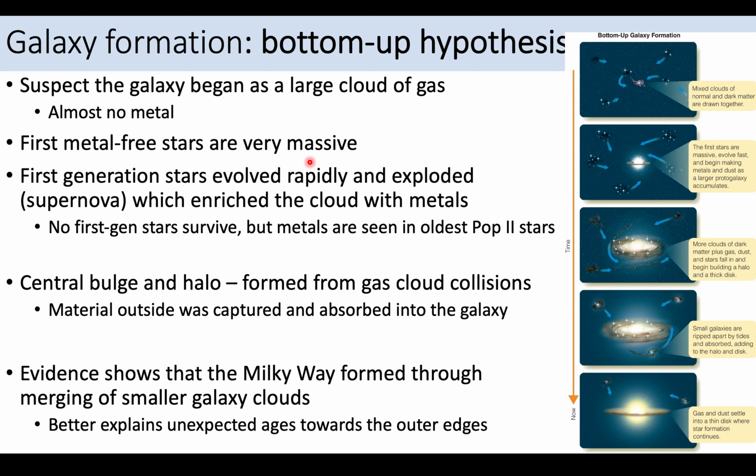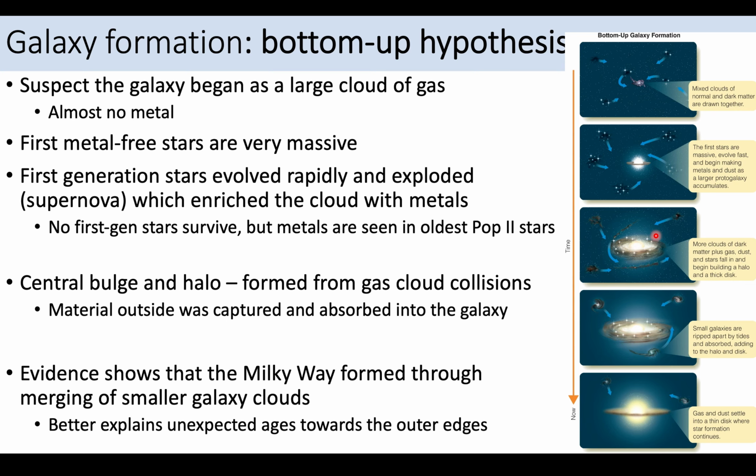As these very large stars evolved and aged, they produced metal in their cores. If you remember how very large stars age, they produce metal in their core. When they explode, we then have that metal available in this cloud of gas. So this first generation of stars doesn't survive, but our population 2 stars are made up of the metal that they produced. Then the bottom-up hypothesis says the central bulge and the halo of our galaxy actually formed from collisions.